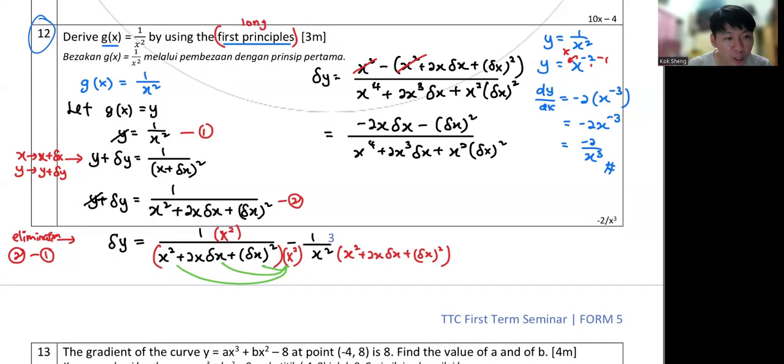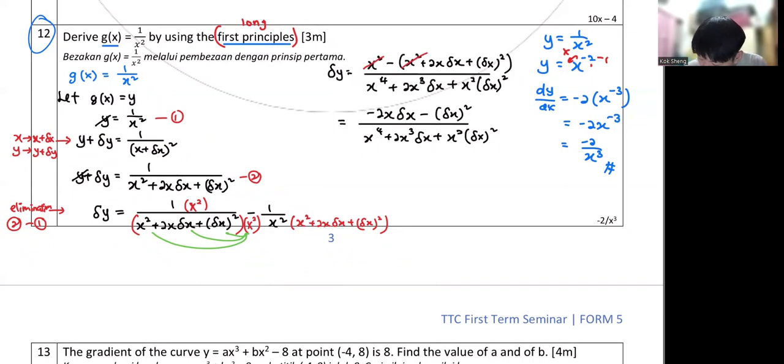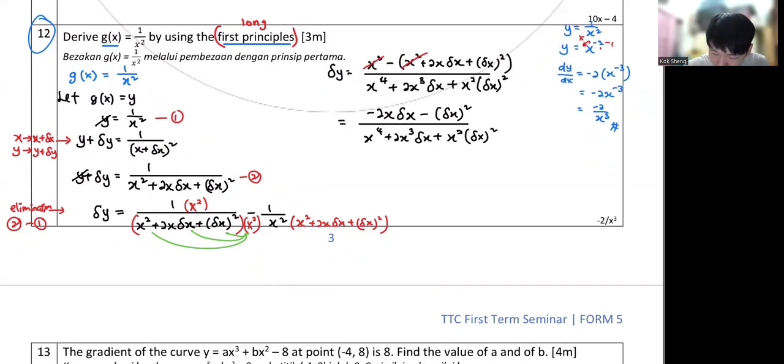Okay. So second step, just like this. Now I have to go for the third step. I think I need more space. The next step, I need to divide the whole thing by delta x. The left side needs to divide also.